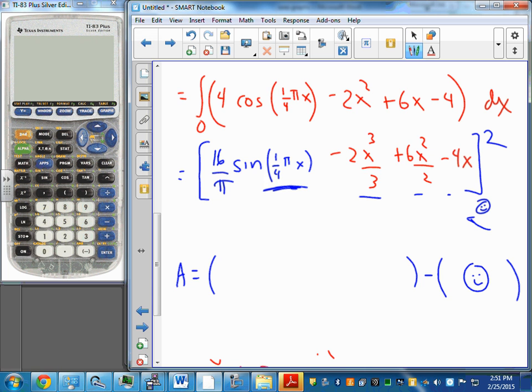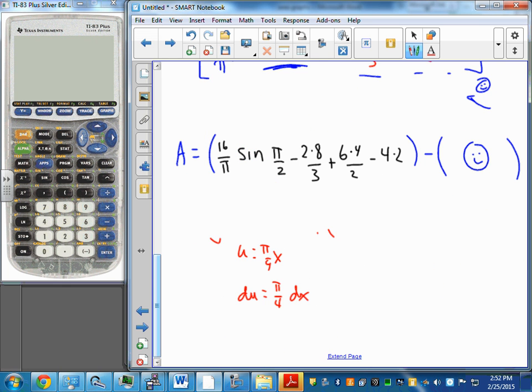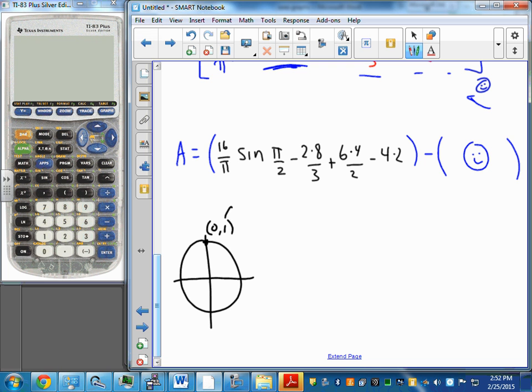No calculator. So we have 16 over pi, we have the sine. Now we're putting 2 in for x, so that gives us 2 pi over 4, or pi over 2. We're putting 2 in for x here too, so that's 2 times 8 over 3 plus 6 times 4 over 2 minus 4 times 2. Are we supposed to know what the sine of pi over 2 is? Yes, we are. Basic unit circle question. Pi over 2 is the top of the circle, 0, 1. The sine is equal to 1.